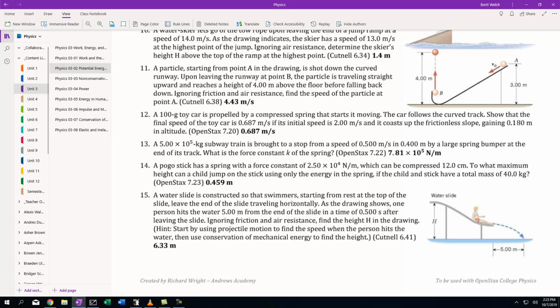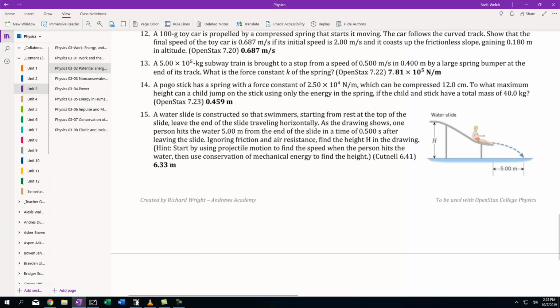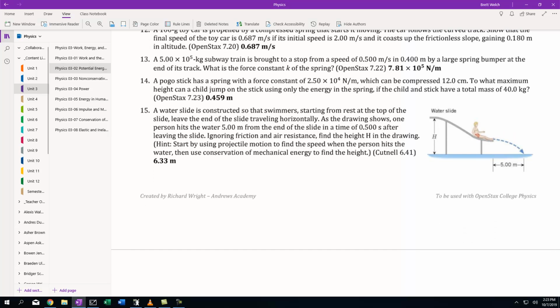The last question we're going to talk about is question number 13. Question number 13 says we've got a subway train. It's brought to a stop from a speed of 0.5 meters per second, so it's not moving crazy fast, in 0.4 meters by a large spring bumper at the end of its track. What is the force constant K of the spring?